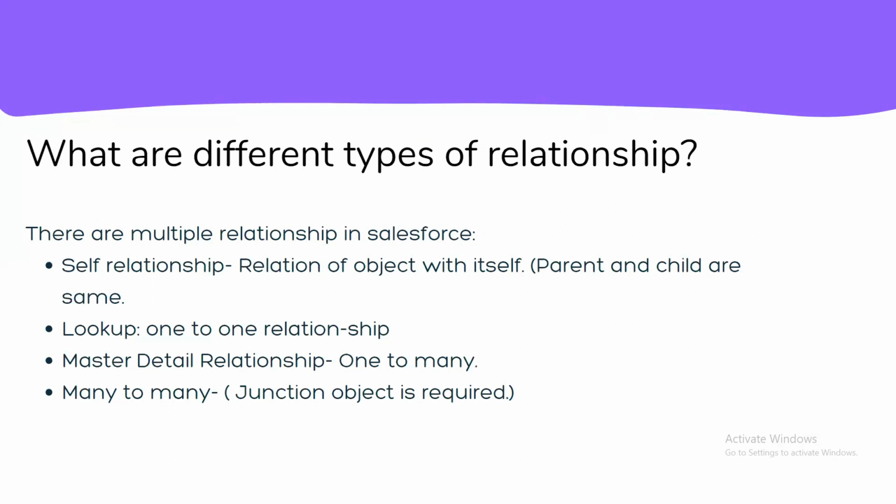junction object. But whenever the question asked is only the different types of relationship, then you can take these three to four names, and when they ask to define them, you can define them. And if not asked, you can also define them. And now to the next question.